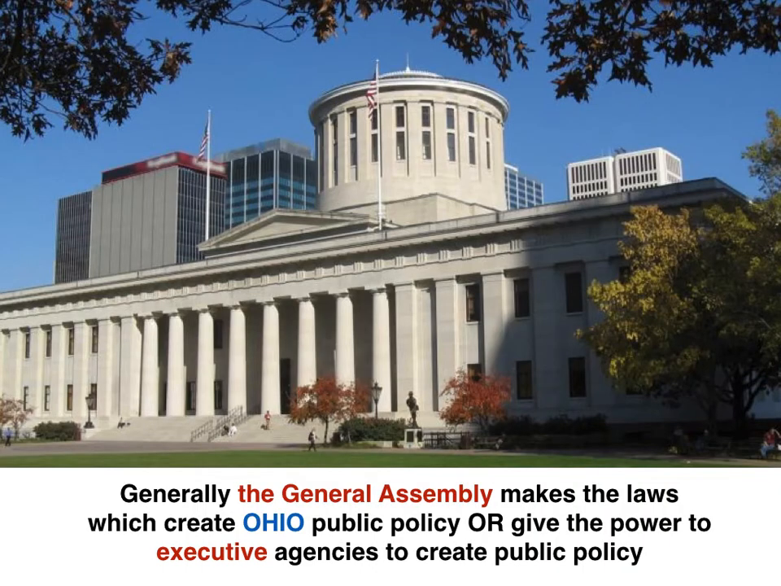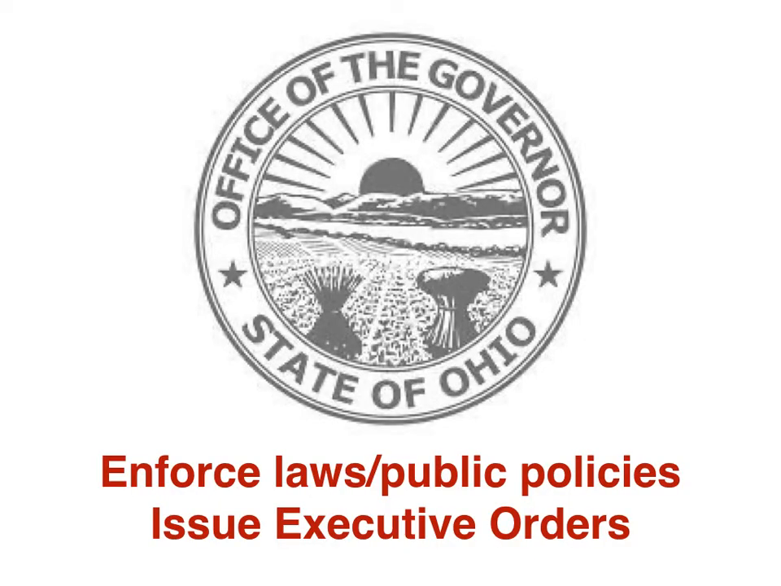So just to kind of keep this clear in your head, generally, in the state of Ohio, the General Assembly makes the laws that create Ohio public policy. But we could say this for any state. If we were to go to Kentucky, the General Assembly, the lawmaking body of Kentucky, or Utah, they make the laws that create the public policy for those states. Or they give the power to executive agencies to create the public policy on some issues. So, for example, in Ohio, the General Assembly may grant the executive agencies or the head of the executive branch of our government, which would be the governor, the power to come up with public policies or to enforce the public policies that they've already passed.